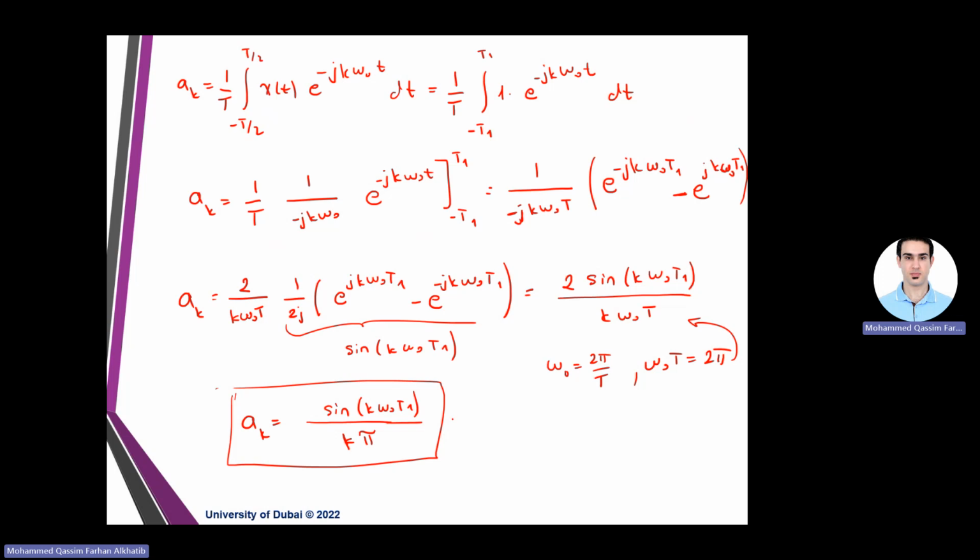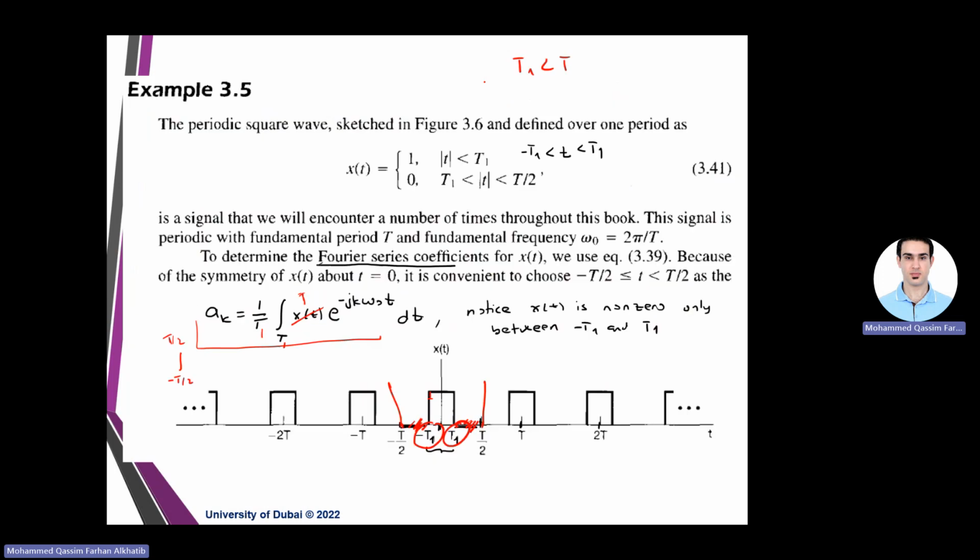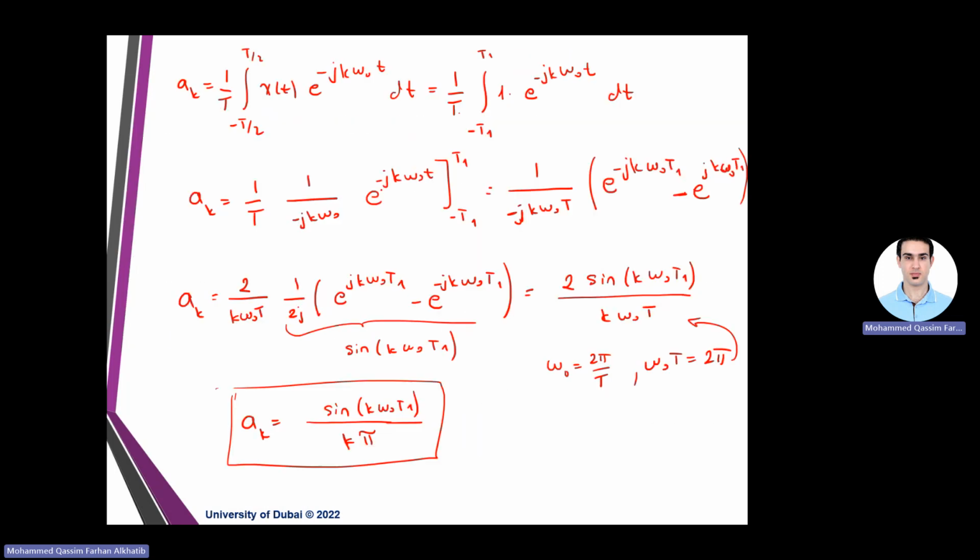So we'll go back to the integration. It's going to be 1 over T, that's my period. And the amplitude of the function is 1, as it was also defined here. And that's it. You have integration of an exponent, then 1 over T, you have 1 over negative j k omega naught, times the exponential, with the limits t1 and negative t1. Just substitute the values, and you will end up with this expression.